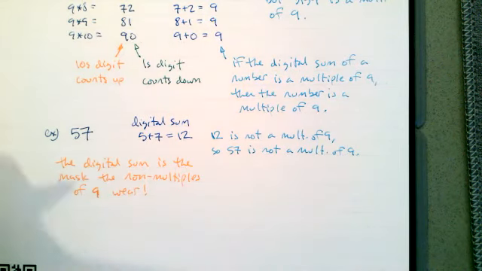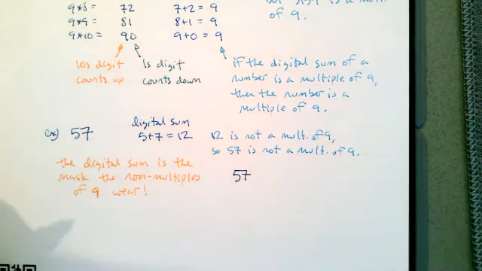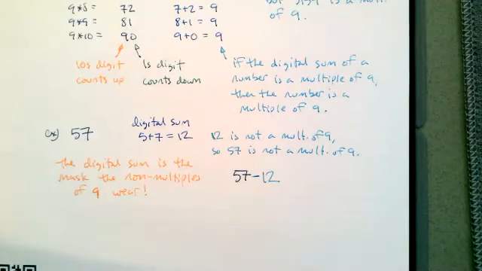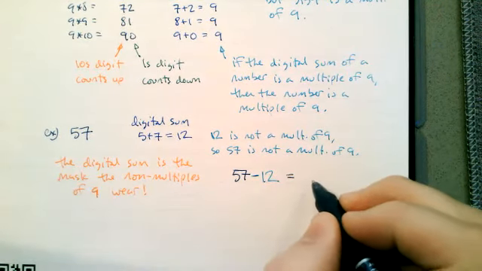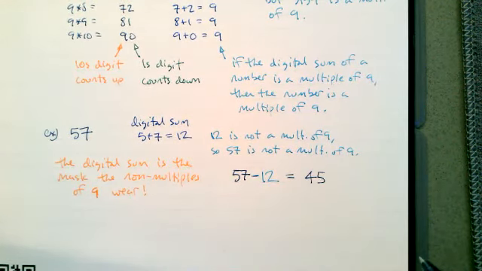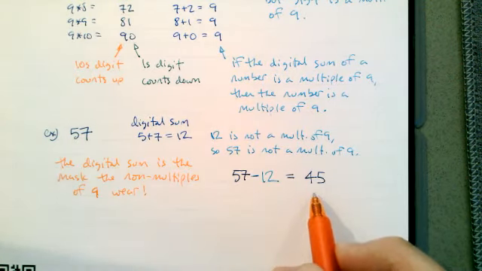If we take 57 and subtract the digital sum, 57 minus 12 is how much? And 45 is a multiple of 9. 57 is not, but if you subtract the digital sum, you will get a multiple of 9.